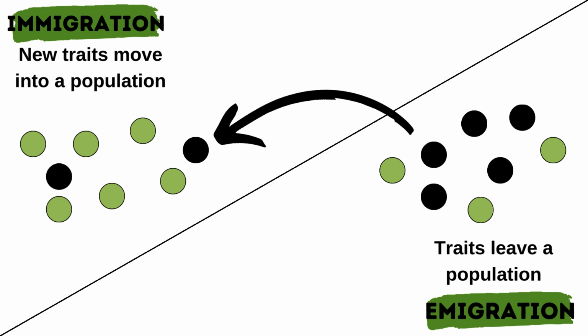For example, if we look at this population here, there's more green organisms compared to black, but depending on which ones move from this population to this new population, that's going to change the number of black or green organisms.